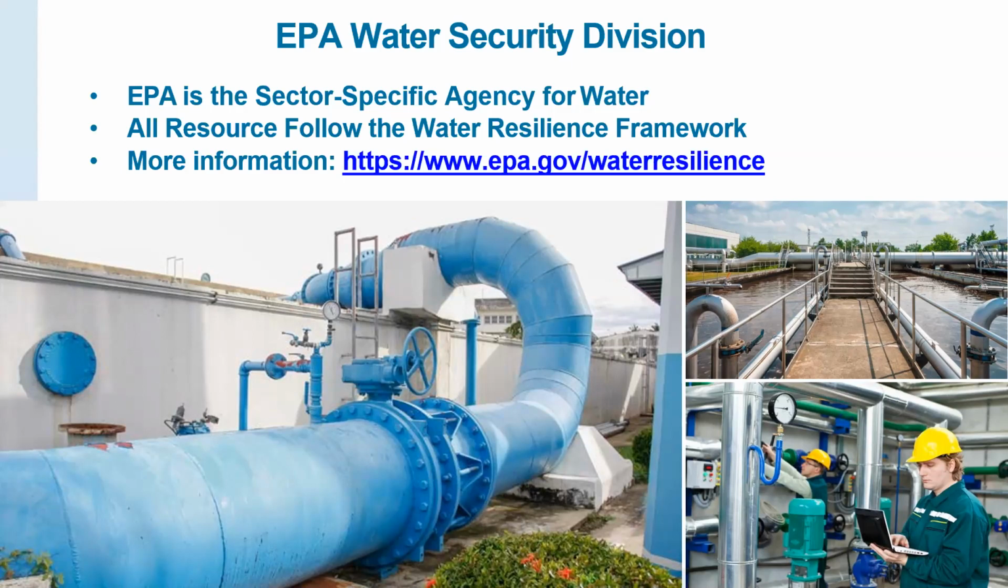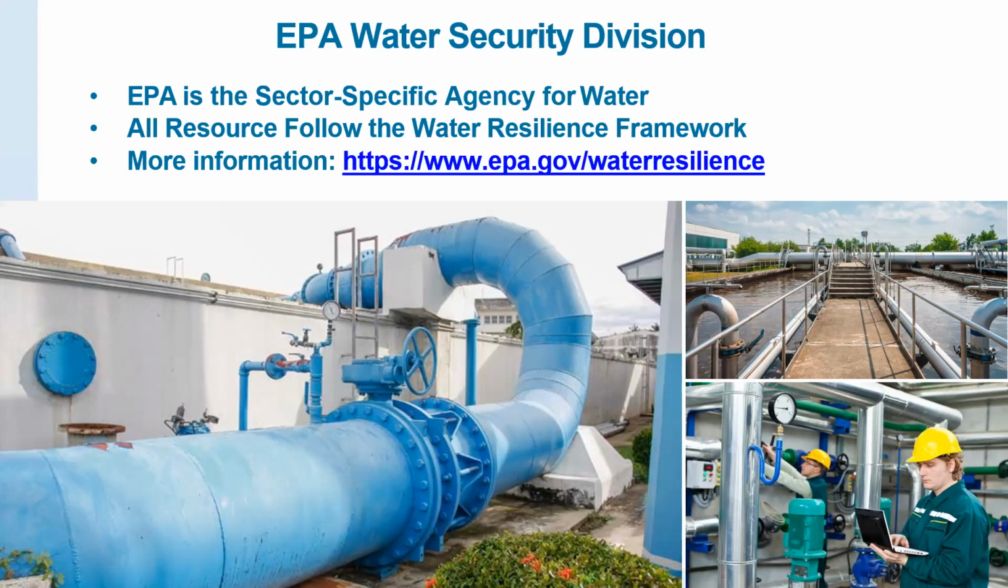Thanks, Sonia. The Water Security Division within EPA is responsible for carrying out EPA's role as the sector-specific agency for the water sector, which includes drinking water and wastewater systems. We've been working to help utilities protect drinking water and wastewater infrastructure since the passage of the Bioterrorism Act back in 2002. And we've developed over 30 resources and tools to help utilities handle all types of hazards. The resources and information the Water Security Division has developed all fit into a step or multiple steps within what we call the water resilience framework.